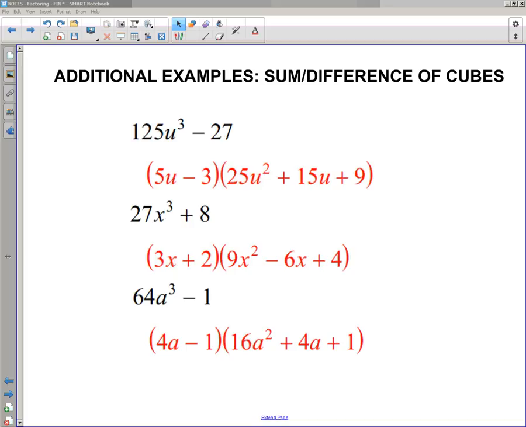In this video, we'll tackle these three additional examples over sums and differences of cubes. We're trying to factor the sums and differences of cubes.